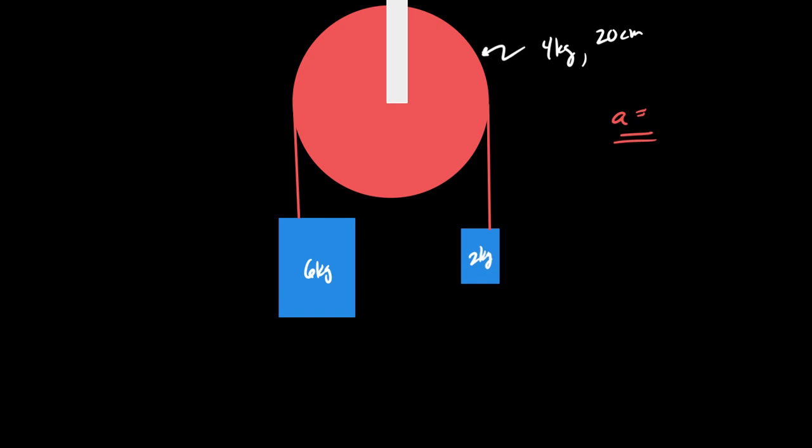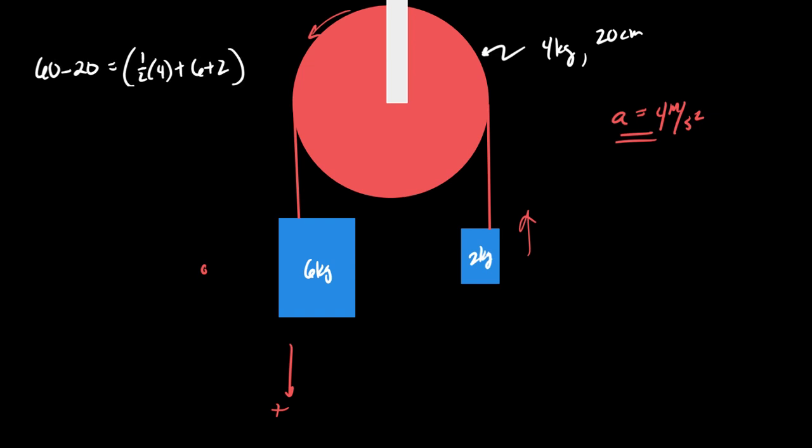I saw some problems. So the answer is 4 meters per second squared. Did you make this way positive? Good call. That way should be positive. Right? Because this one's probably going to go up, that one's probably going to go down, and this system's probably going to rotate that way. Yeah? Then you would get -4 if you made the other way positive. Yeah? Before you walk out, if you've done it right, you'll get something that looks like this. 60 minus 20 equals 1/2 times 4 plus 6 plus 2 times a.